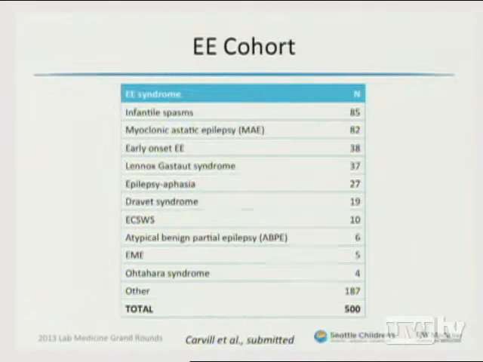This is basically an expansion of the cohort that we used for our copy number variant studies. We had a total of, believe it or not, exactly 500 patients at the end of the day. As you can see, there are some more common epileptic encephalopathy syndromes, including infantile spasms, Lennox-Gastaut, and early onset epileptic encephalopathies, and some that are more rare. But we wanted to look across a broad spectrum.